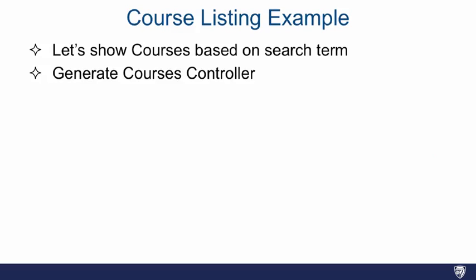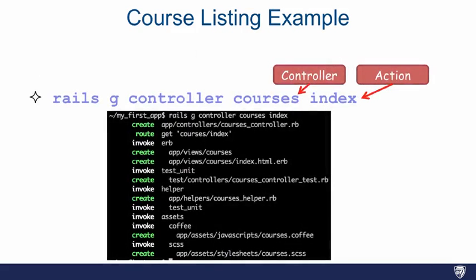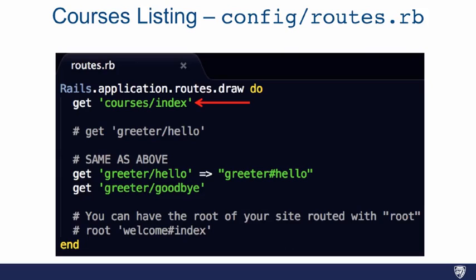And the idea is that we want to show courses from Coursera based on the search term. So let's go ahead and generate a courses controller. That's just rails g controller courses with an action, let's call it index. And what that's going to do is put a line like this into your routes.rb file, which basically means when you hit courses/index in your browser, it's going to request that information from your Rails app, which is going to know to go to the courses controller and your index action.